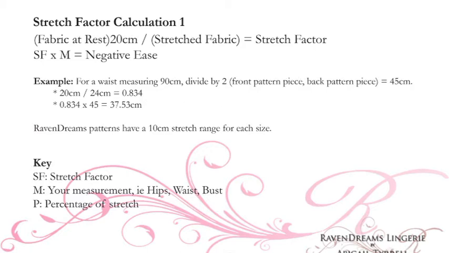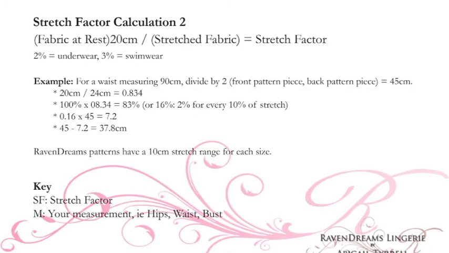So when you look at a pattern and you take your measurement and you do your stretch factor, you can then take a measuring tape to your pattern on the front and see if it fits that 37.53 centimeters. As you can see, it's smaller than your waist measurement because fabric stretches to fit a body. So that is negative ease. And the second calculates the percentage. It's a little bit longer, but it comes out with around about the same number, barring a couple of millimeters.